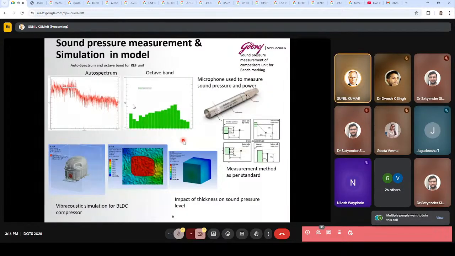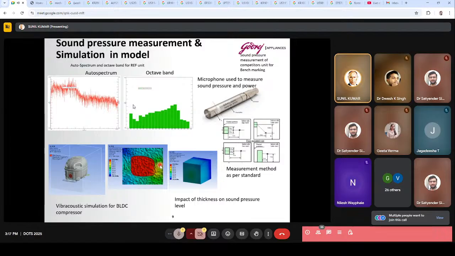So next one is sound pressure measurement and simulation in modal. In this simulation, we used to do modal acoustic simulation. This is a compressor. There was a condition that sound was coming from the compressor. It's a refrigerator compressor. So the design team's proposal was to increase the thickness of the outer shell body from 3 mm to 3.2 mm and 3.2 mm to 3.5 mm. What will be the impact on sound pressure level at a certain distance?